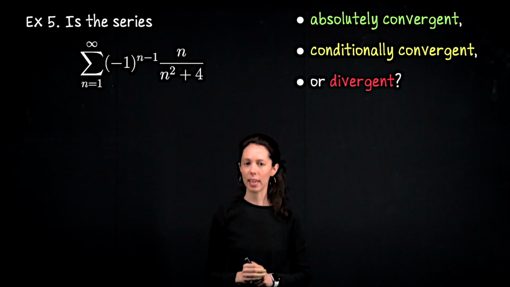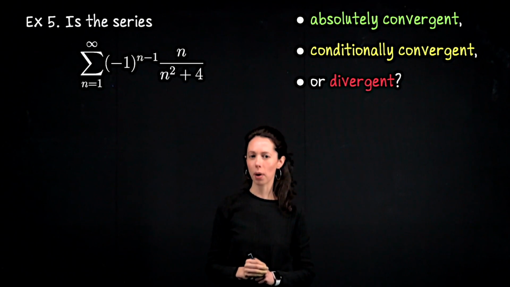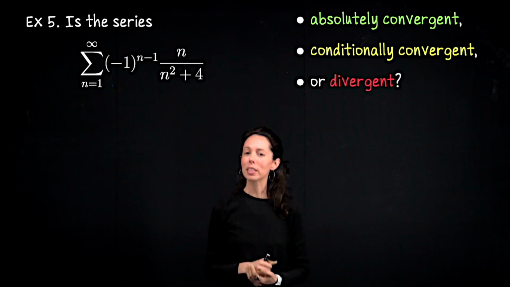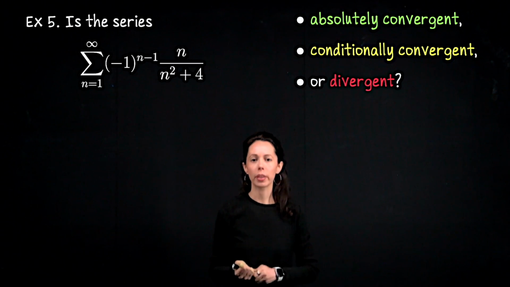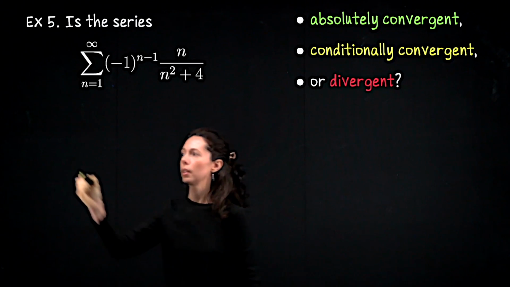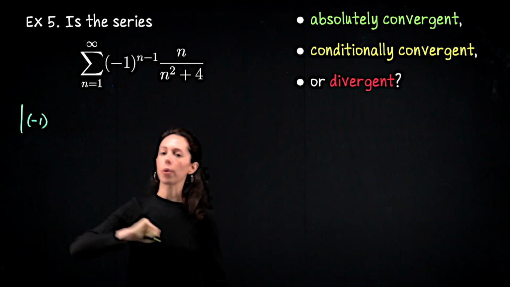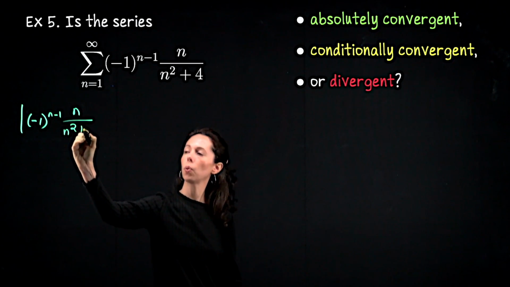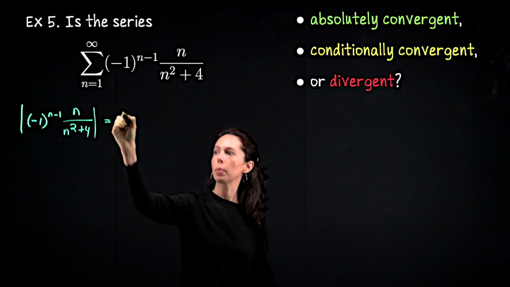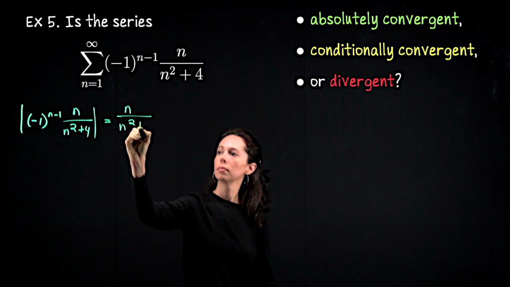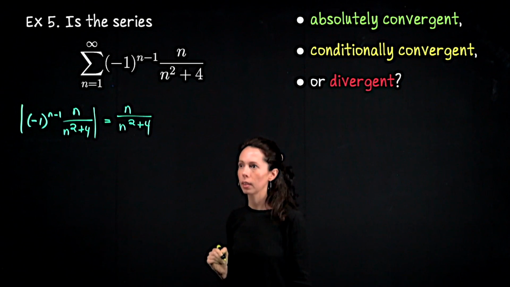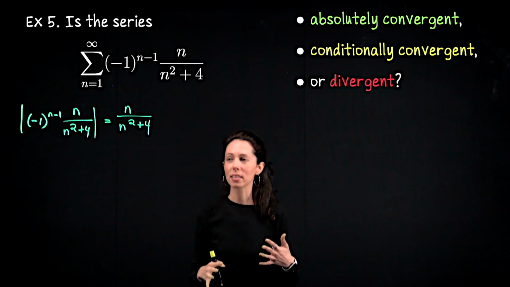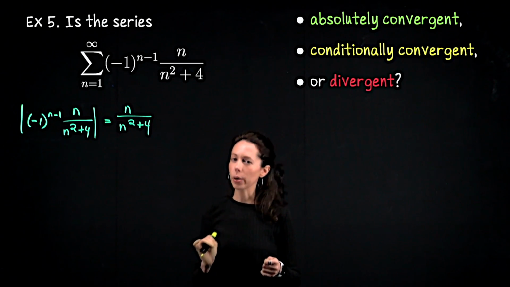If you look at the n divided by n squared plus 4 part, you might realize that that feels like the harmonic series. So it's unlikely that the series is absolutely convergent. Let's verify that. If I take the absolute value of negative 1 to the n minus 1 times n over n squared plus 4, that's n over n squared plus 4. If I knock the 4 out of the denominator, we go up in size, so I could say that this is less than or equal to 1 over n.